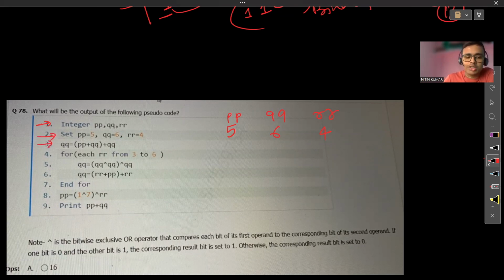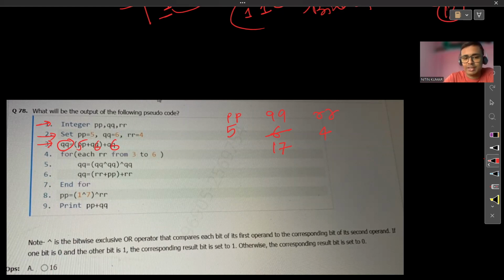Now we are moving to the third line. The third line says QQ equal to PP plus QQ plus QQ. So the PP value currently is 5, QQ currently is 6, and again QQ is 6. So 6 plus 6 plus 5 will eventually become 17, because 6 plus 6 is 12 plus 5 is 17, and it will be stored in QQ. So QQ has now become 17. Now here one loop is written.